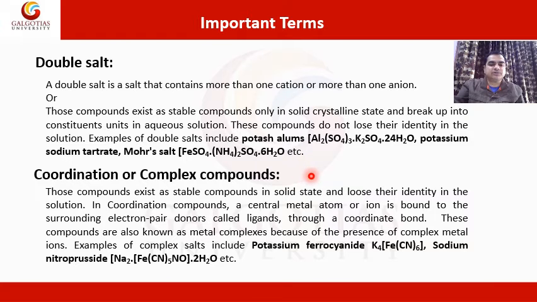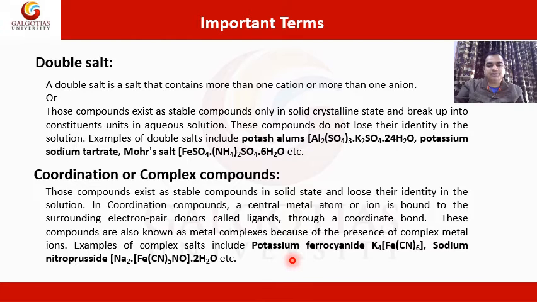Now, the second term is: what is a coordination or complex compound? Basically, those compounds which exist as stable compounds in the solid state and lose their identity in solution are referred to as coordination or complex compounds. In a complex compound, we have a central metal atom or ion bound to surrounding electron pair donors, which we call ligands, through coordinate bonds. These compounds are also known as metal complexes because of the presence of a complex ion.